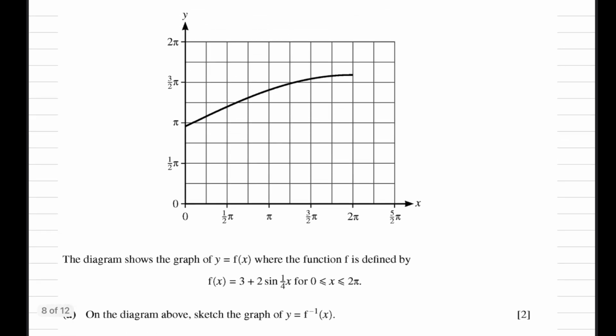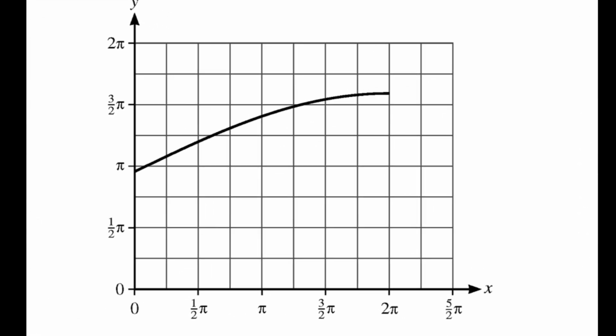So how do we draw f inverse x if we have f(x)? First thing first, you have to draw the line y equals x. y equals x means that the value of x will be the same as the value of y. So we have 0, 0 and 2 pi, 2 pi, because the values must be the same. And then you draw a straight line from 0, 0 until 2 pi.